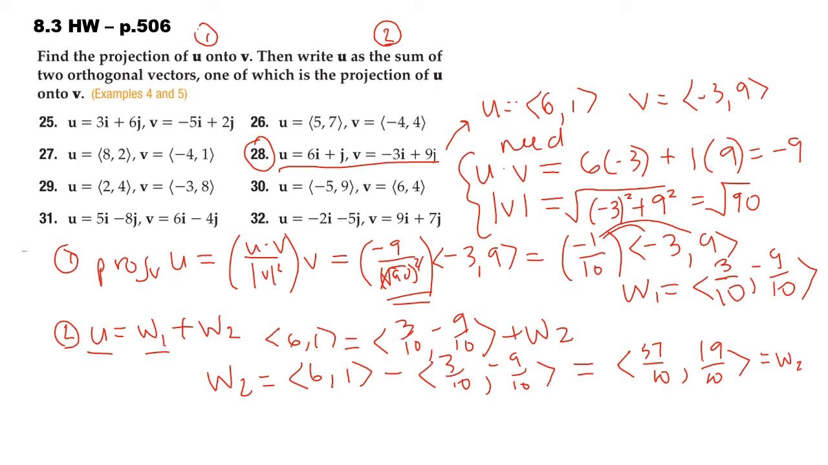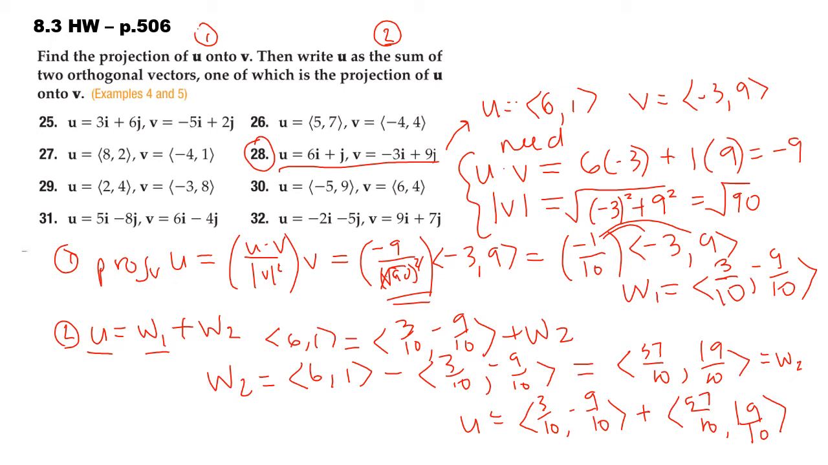But our final answer has to be u as the sum of those two vectors. u is 3 over 10, negative 9 over 10, the projection vector, plus its complement, 57 over 10, 19 over 10. Okay, so that was 28. Yes, those are big problems.